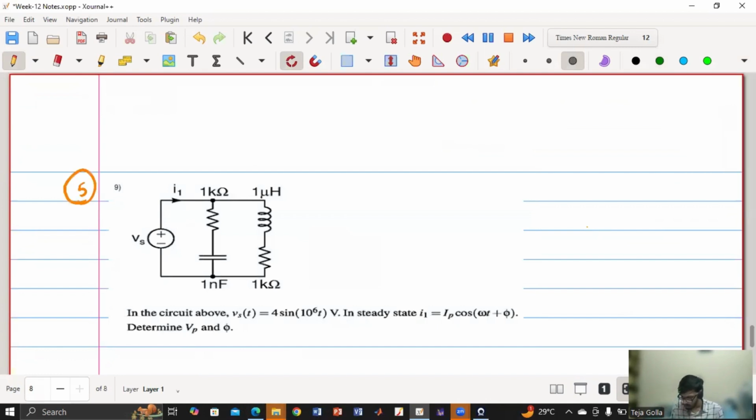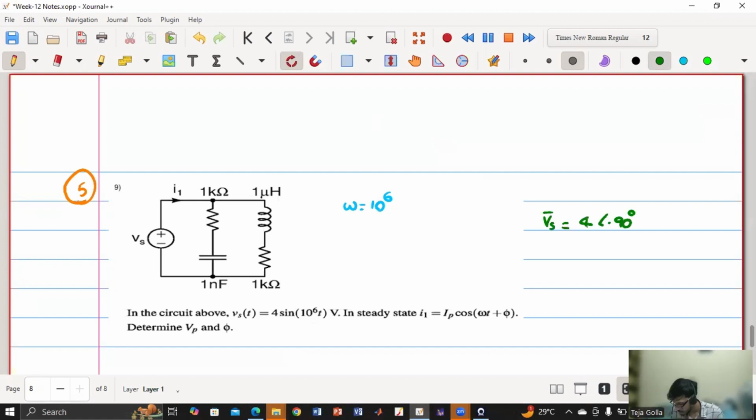Okay. So they are asking for I1, and Vs is 4 sin(10^6 t). So omega is 10 to the power 6. What is the Vs phasor? 4 angle minus 90. Very good, 4 angle minus 90.